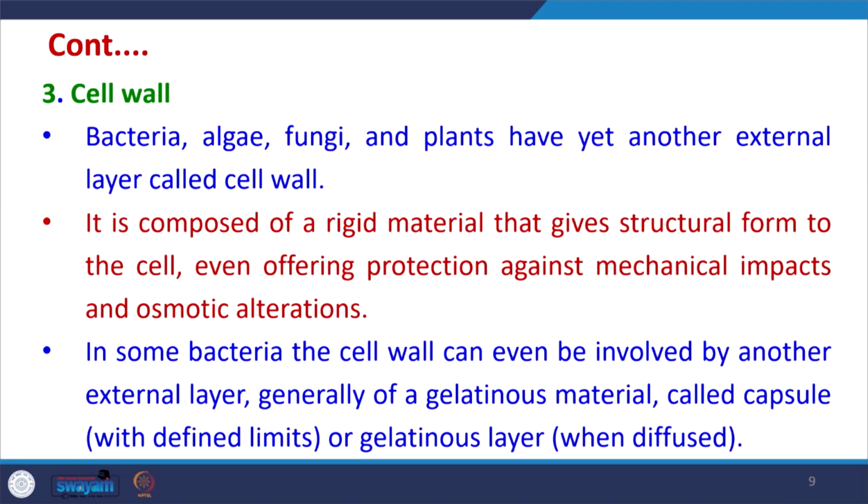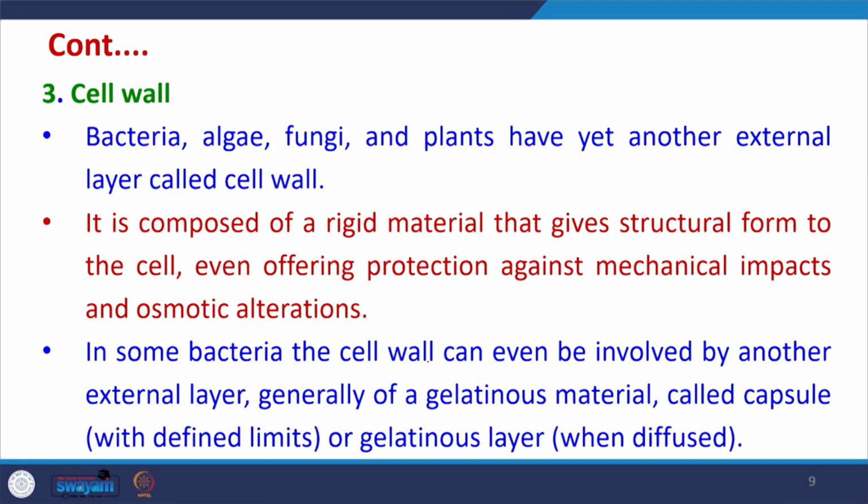Similarly, a cell wall may be present in some of the microorganisms, and it may not be present in some. Bacteria, algae, fungi and plants have cell walls. It is composed of a rigid material that gives structural form to the cell, even offering protection against mechanical impacts and osmotic alteration because of the change in osmotic pressure, etc. So, the cell wall is there.